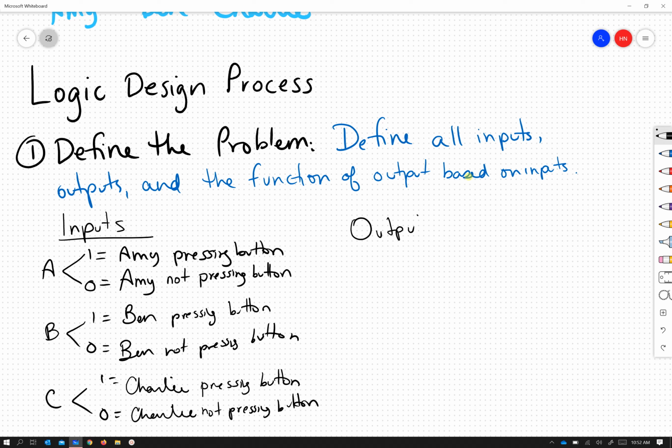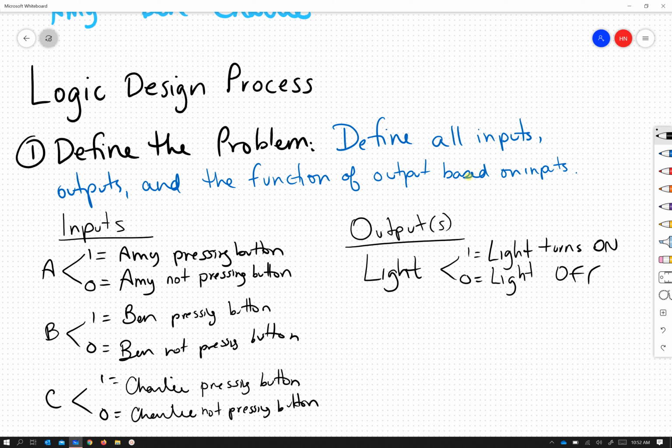Now, for the output or outputs, in this case I only have one output, and that's going to be a light. And it's not the same as the input. The input sends the information into the circuit. The output receives information from the circuit. So what do I want the light to do if it receives a 1? Well, I think it's most logical for most people to think that the light will be on if it receives a 1. So the light turns on, okay? And if the light receives a 0 or a low signal, the light stays off. Light is off. Okay, so that's so far.